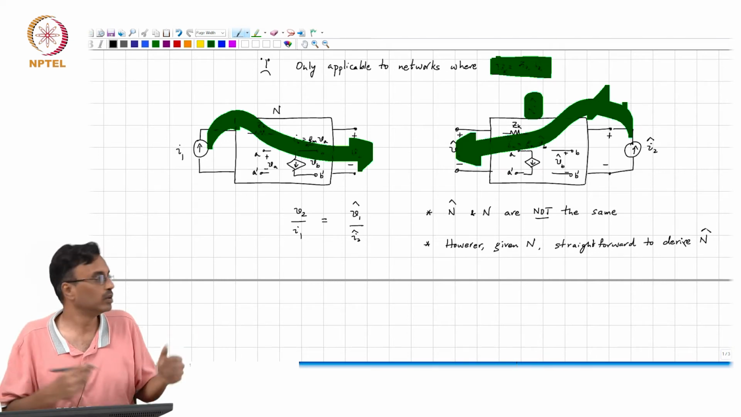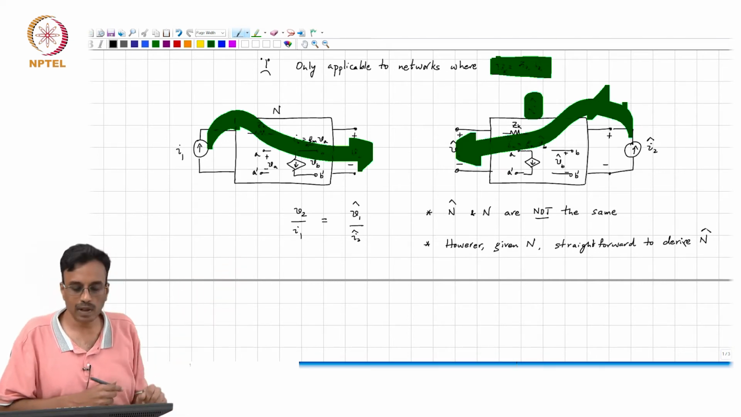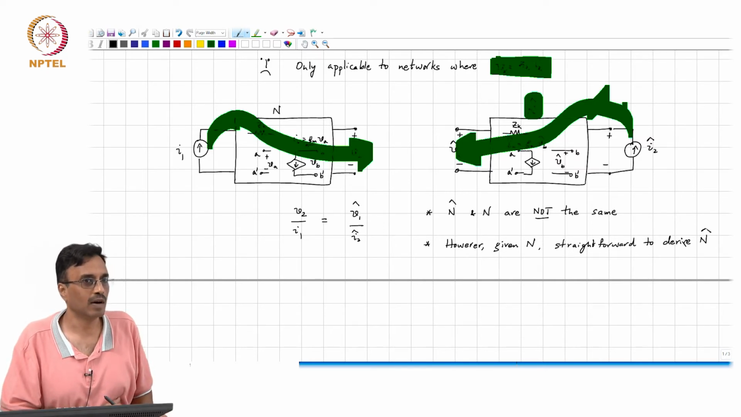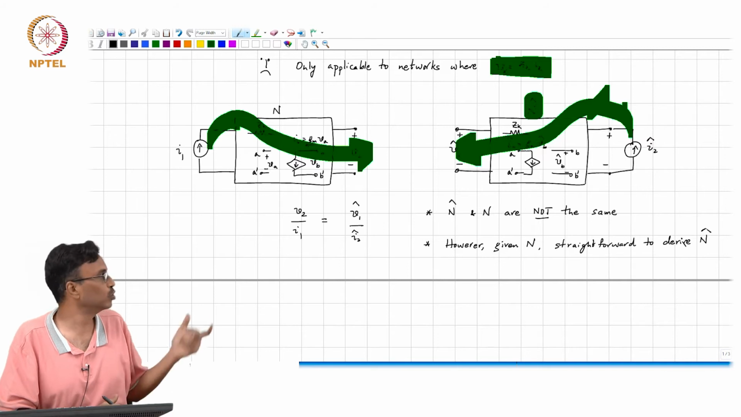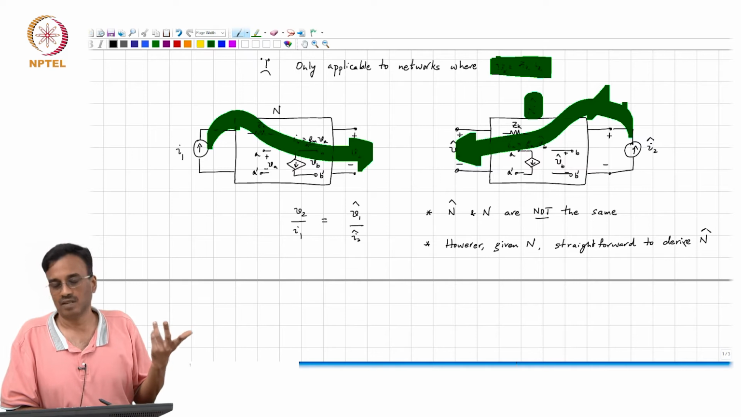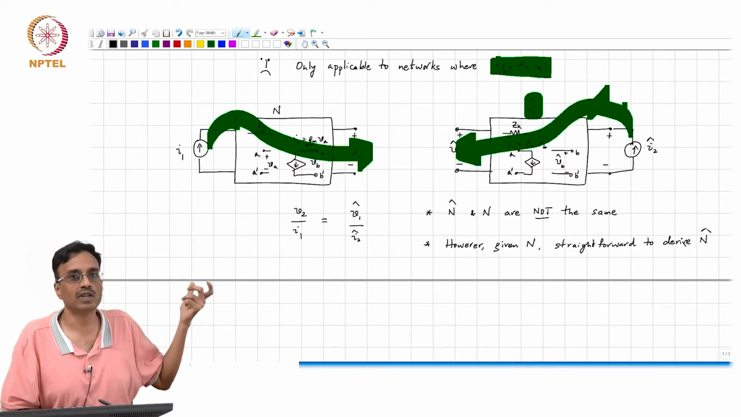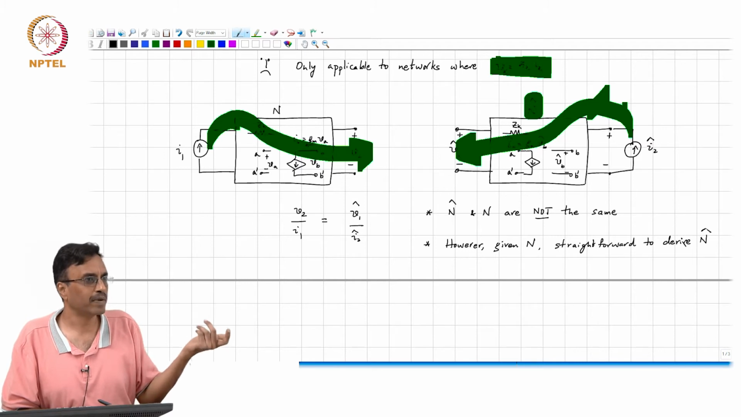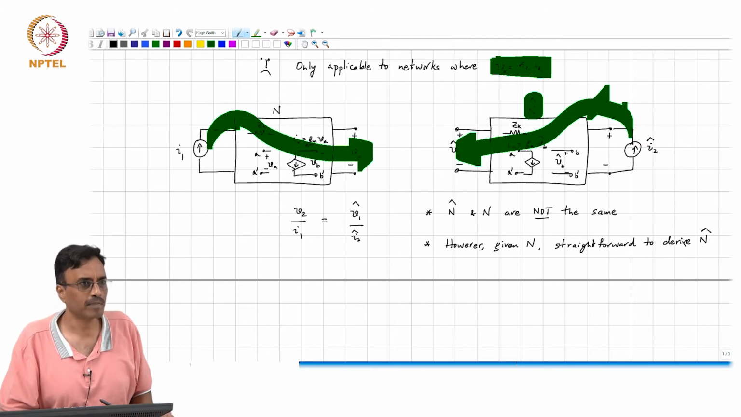All right. Now, if there were multiple voltage controlled current sources, what are you going to do to derive N hat? Very good. So, if you have multiple voltage controlled current sources, what you want to do is simply flip the orientation of all the voltage controlled current sources to derive this N hat.